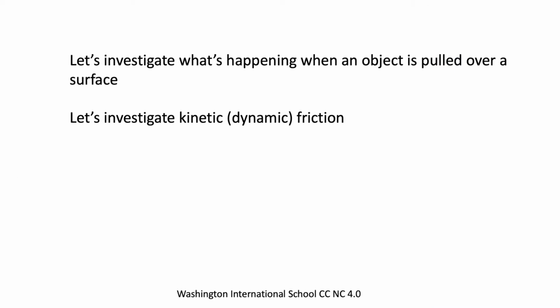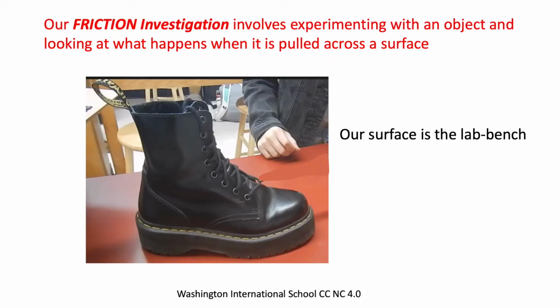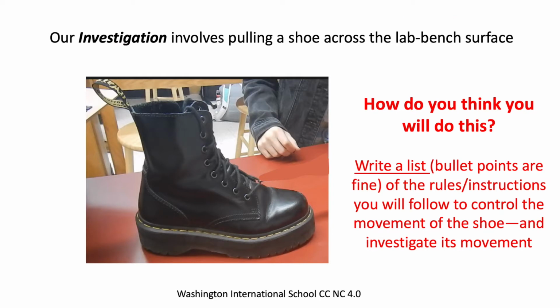And so we're going to investigate kinetic friction. And our moving object is a shoe, not being worn at the time. And our surface is going to be the lab bench. So we're going to pull a shoe across a lab bench surface. So how do you think you will do this?